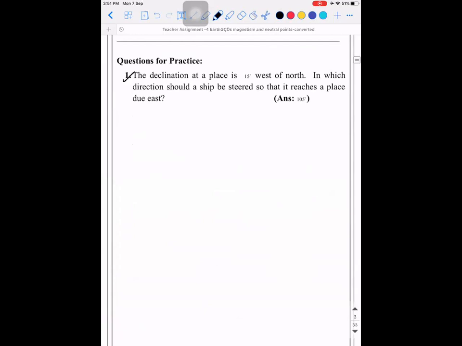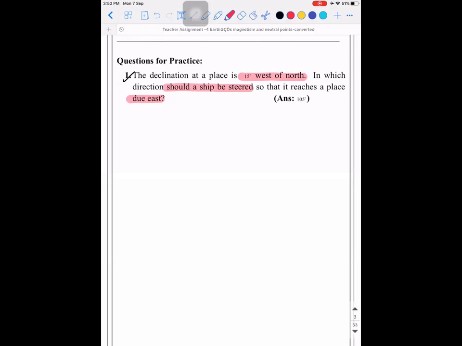The first one: the declination at a place is 15 degrees west of north. I hope you guys are able to see the question. The declination at a place is 15 degrees west of north. In which direction should a ship be steered so that it reaches a place due east? Read the question. So what is the expectation?